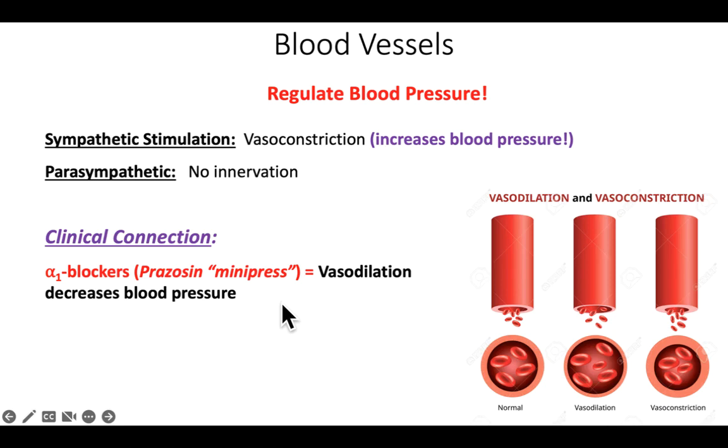Clinical connection. There's what's called alpha-1 blockers. These are medications for hypertension or high blood pressure. What these drugs do is they block the sympathetic neurons, and if you block the sympathetic neurons, instead of vasoconstricting, you will vasodilate, and therefore instead of increasing pressure, this will decrease pressure.